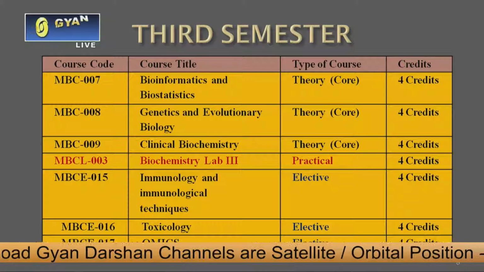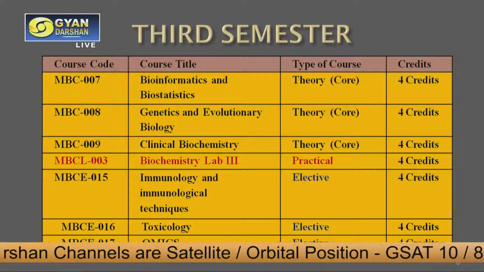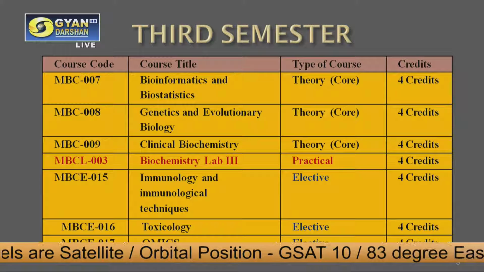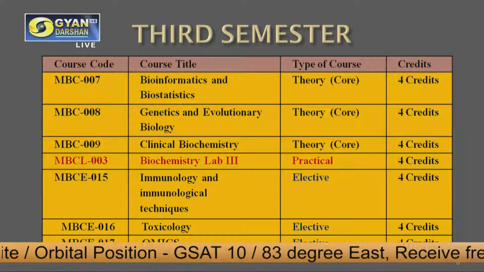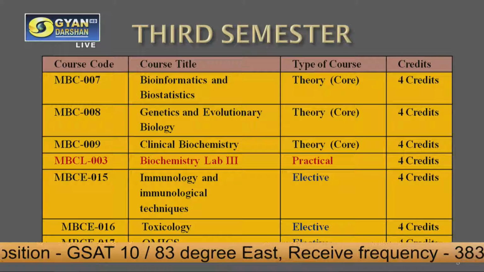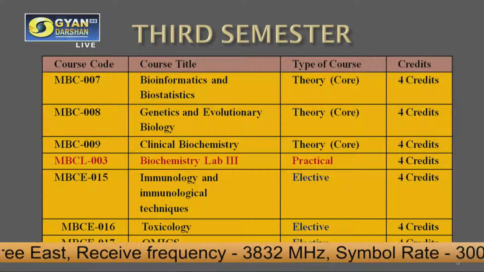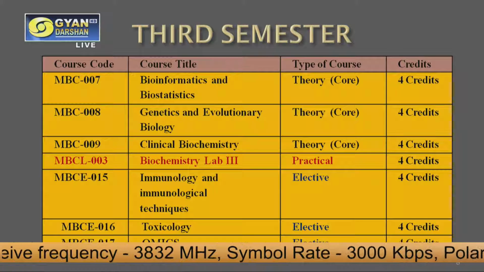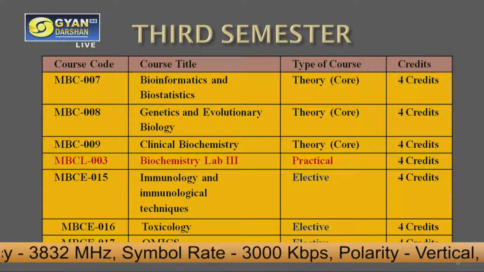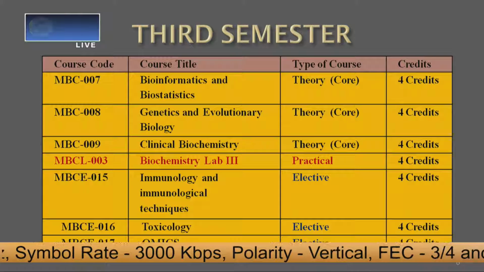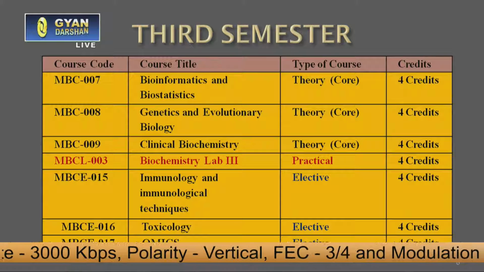So in this 3rd semester you will study 3 papers. Bioinformatics and biostatistics, which deals with brief knowledge about what is bioinformatics and what is the use of biostatistics in the study of biochemistry. And another paper, genetics and evolutionary biology, you will get the knowledge about genetics and the role of genetics in evolutionary biology.